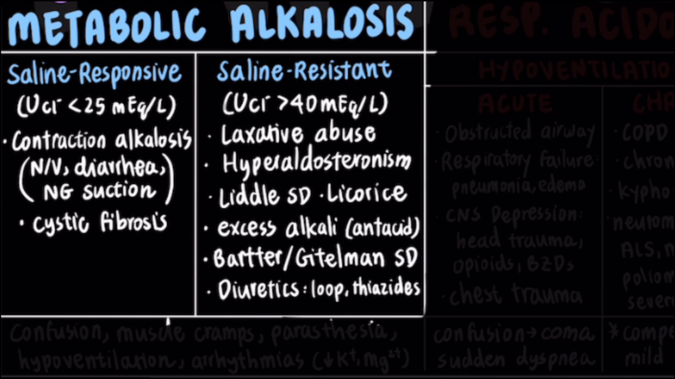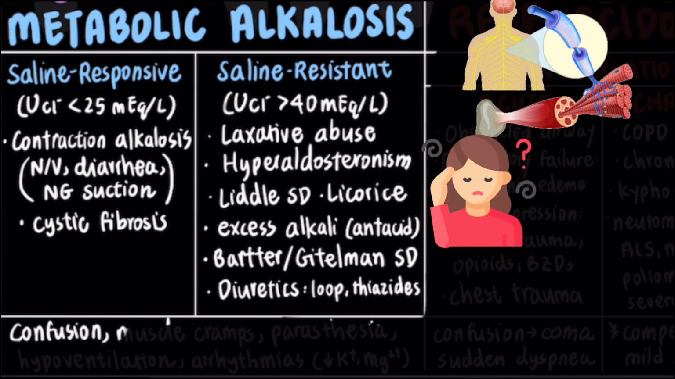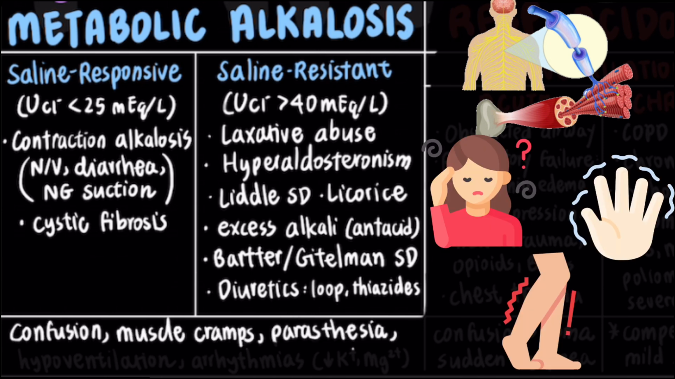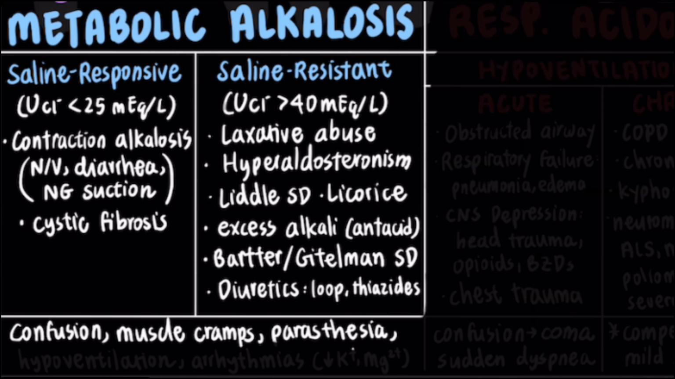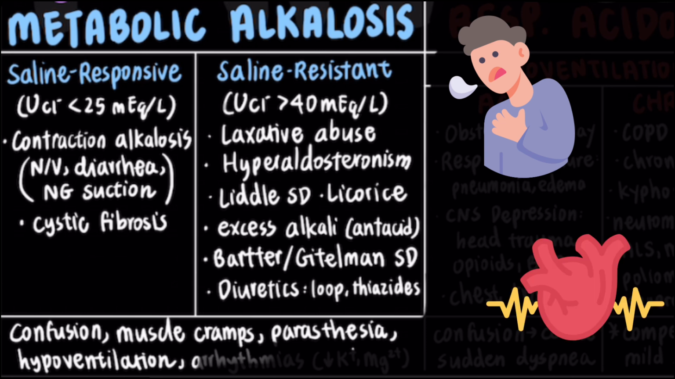Because a high pH increases neuromuscular excitability, patients may experience confusion, muscle cramps, and paresthesias, a tingling or numbness sensation, especially around the mouth or in the hands and feet. You may also see hypoventilation as a compensatory response, where the body tries to retain carbon dioxide to bring the pH back down. More severe alkalosis can lead to arrhythmias, especially in the presence of hypokalemia or hypomagnesemia.